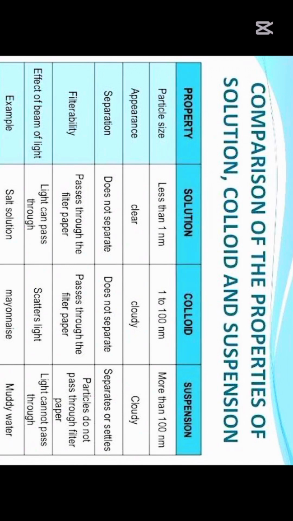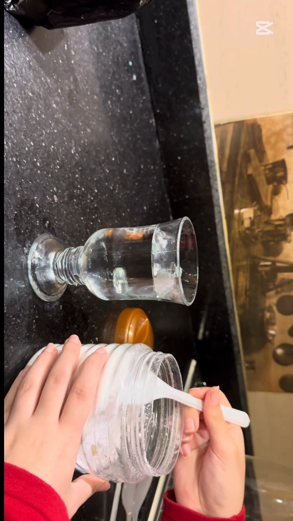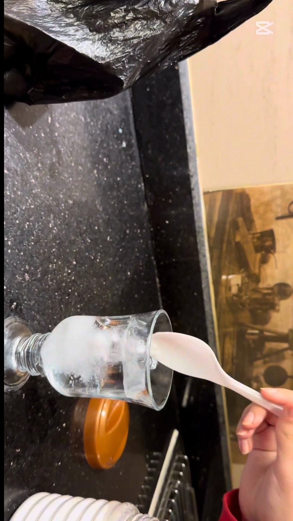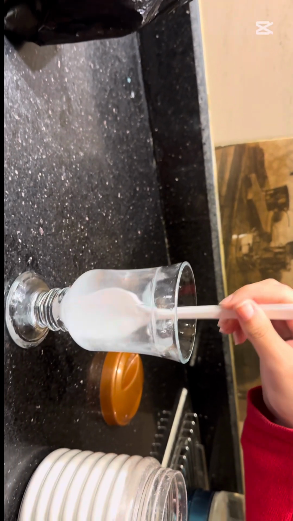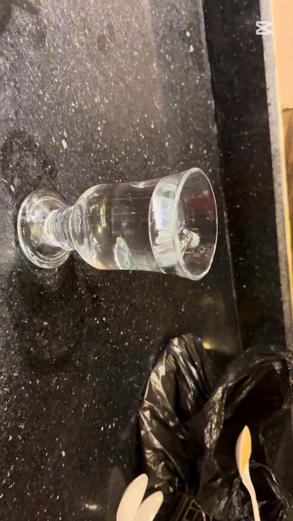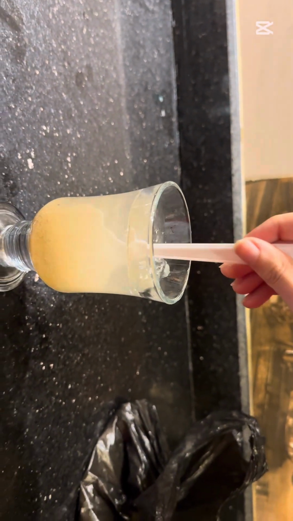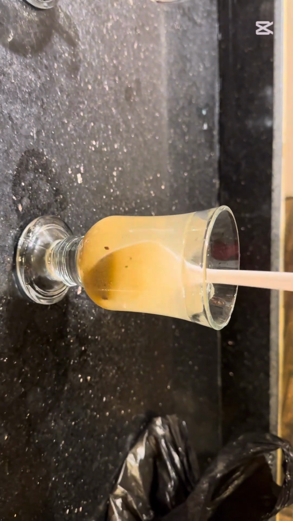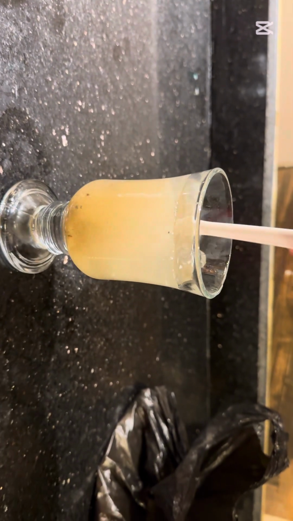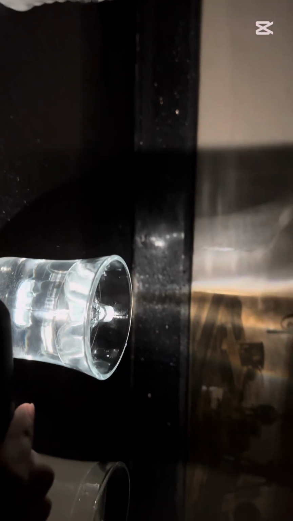Suspension like muddy water. First things first, to start the experiment, we put a spoon of salt into water, and then we stir them together to create a solution. And then for the second part of the experiment, we take a spoon of sand and mix them into water. And then for the last part of the experiment, we turn on the light on both of the cups to see if the light passes through or not.